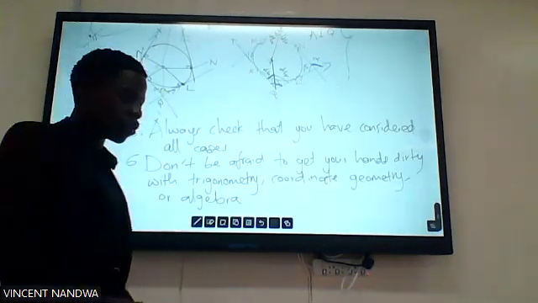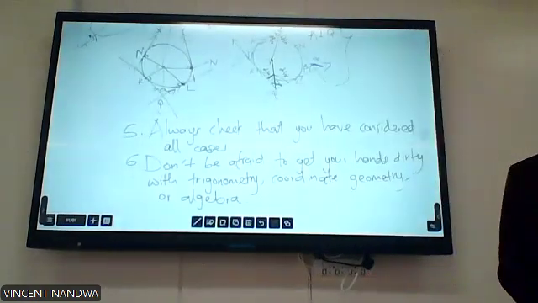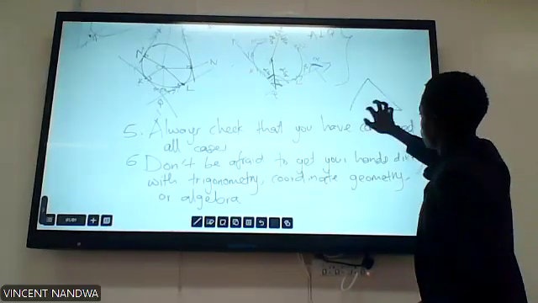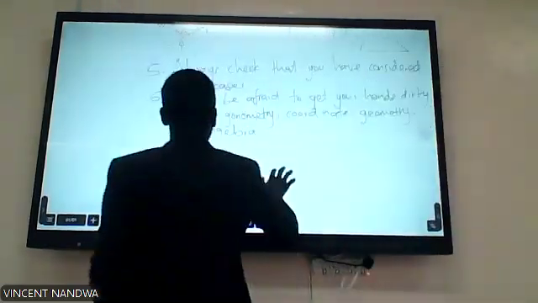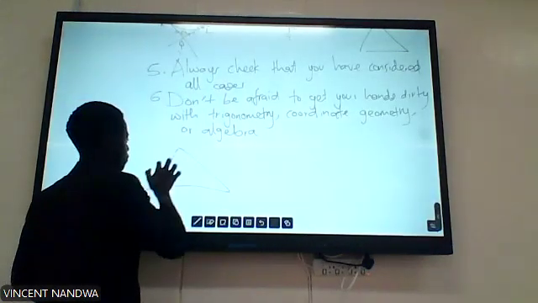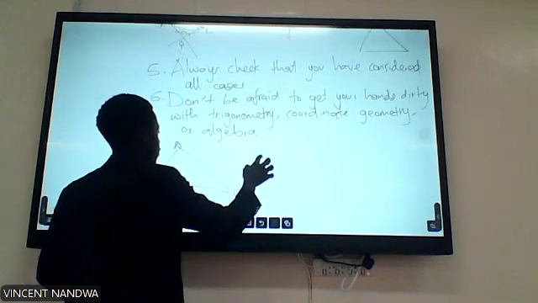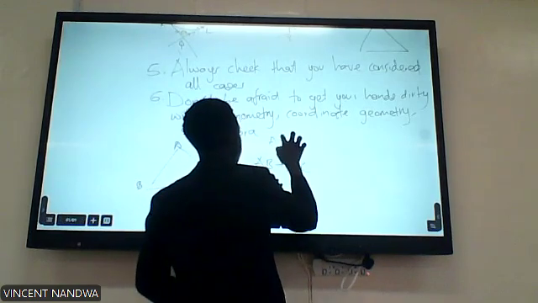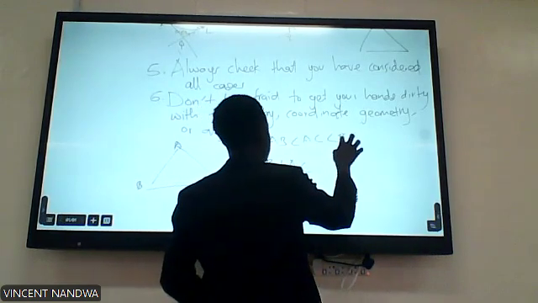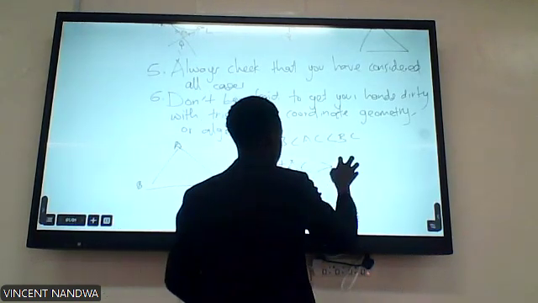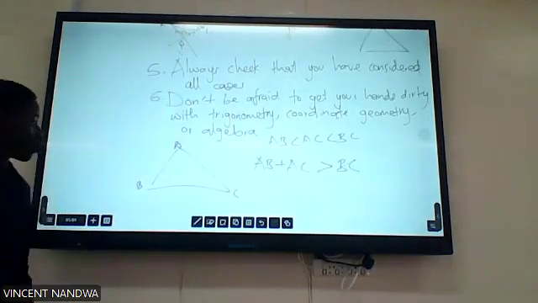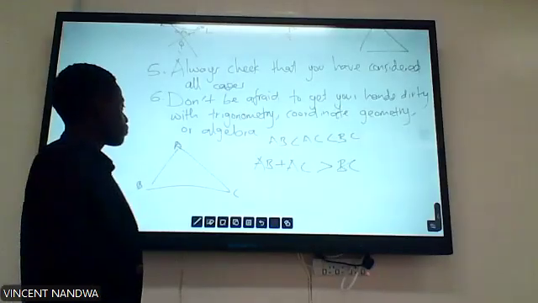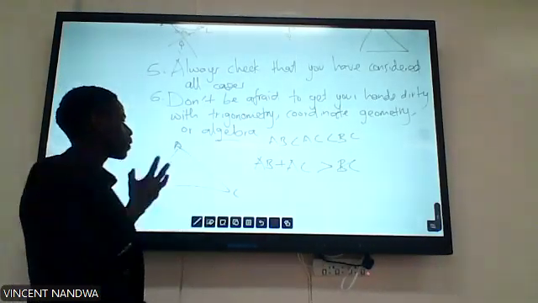One of them is called the triangle inequality. The triangle inequality says if you have a triangle ABC, supposing AB is less than AC, which is less than BC, then AB plus AC will always be greater than BC. That is, you cannot have a triangle where one side is bigger than the sum of the other two.